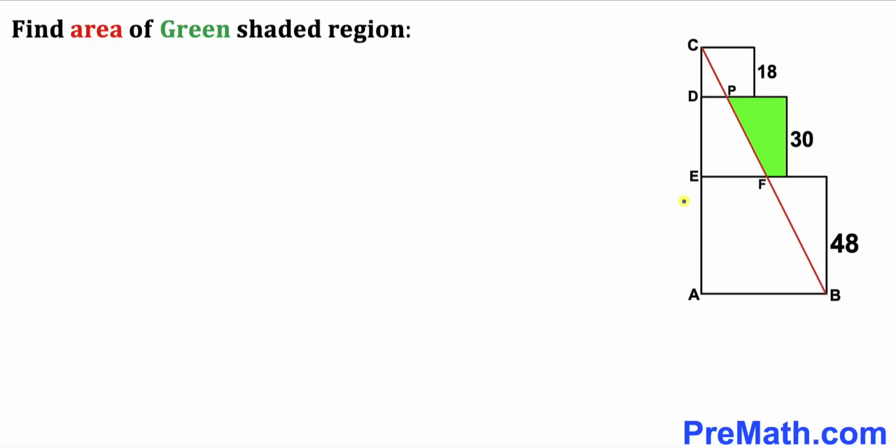Welcome to PreMath. In this video, we have got these three squares of different dimensions along with this diagonal line BC put together, as you can see in this diagram, such that the side length of this large square is 48, the side length of this medium square is 30, and finally the side length of this small square is 18. And now our task is to calculate the area of this green shaded region.